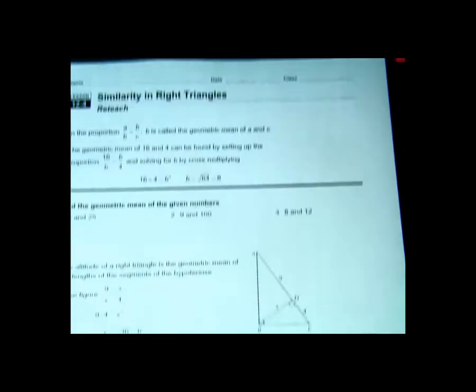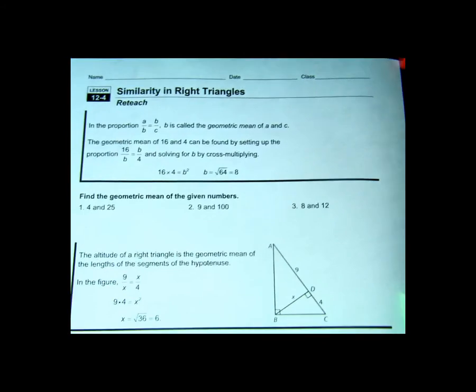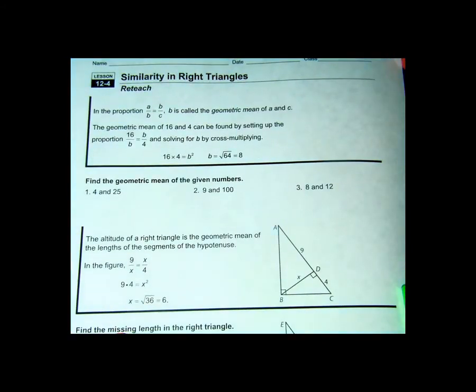Right, so you have this piece of paper. It is called Reteach, even though we haven't learned it yet, but obviously I'm going to teach you from it. First of all, we're going to talk about a geometric mean. You've heard about a mean before, just not a geometric mean. What is a mean? Average. How do you find the mean of 3 numbers? You add all 3 of them together and you divide by 3, right?